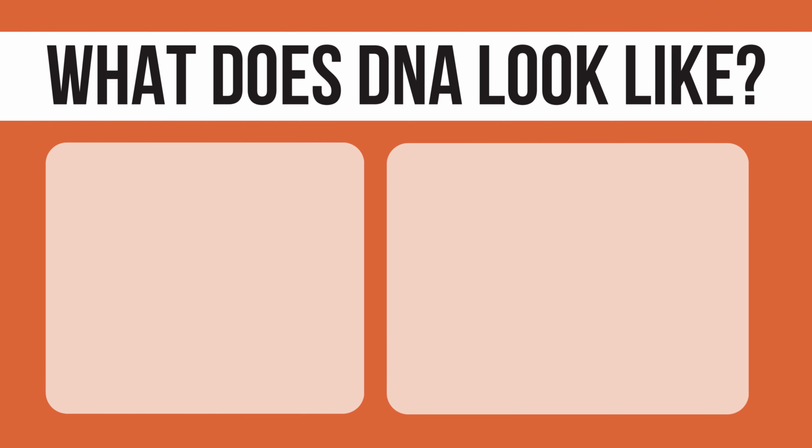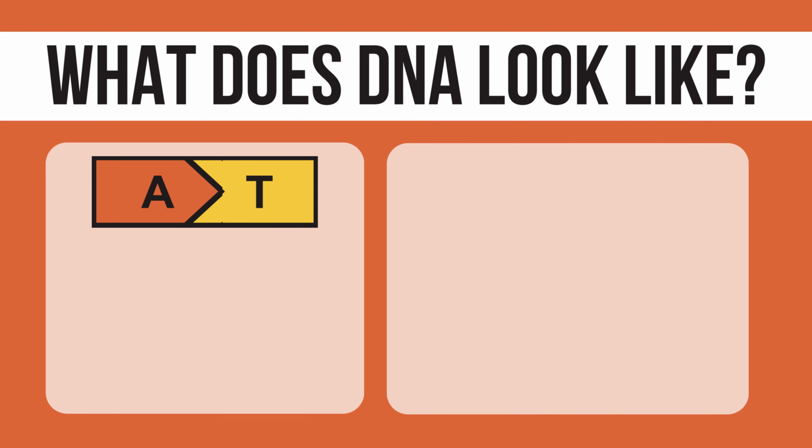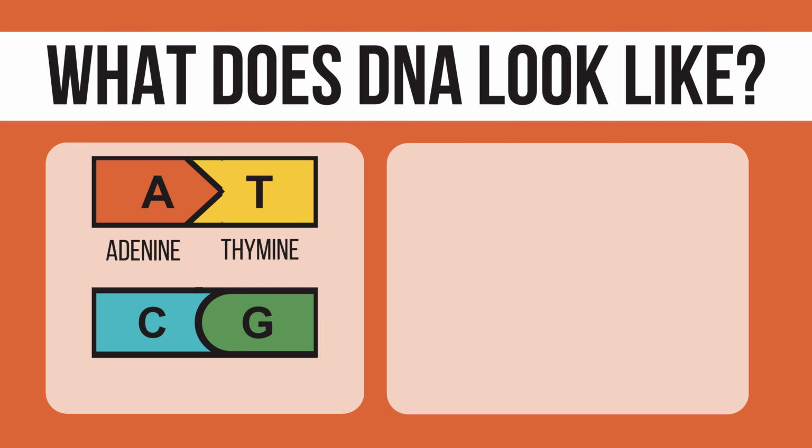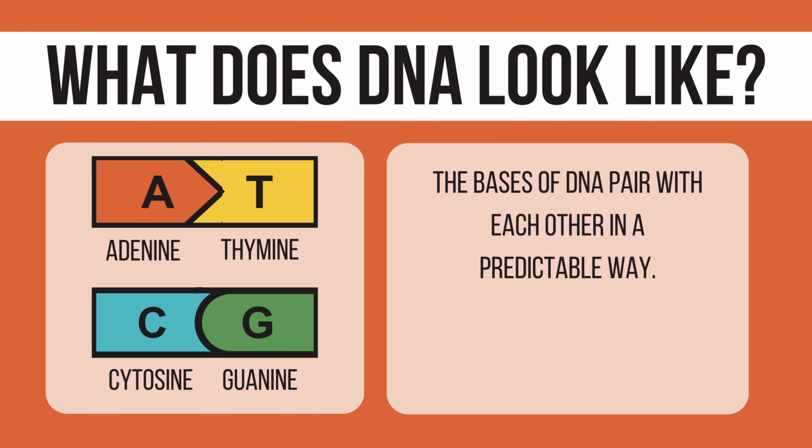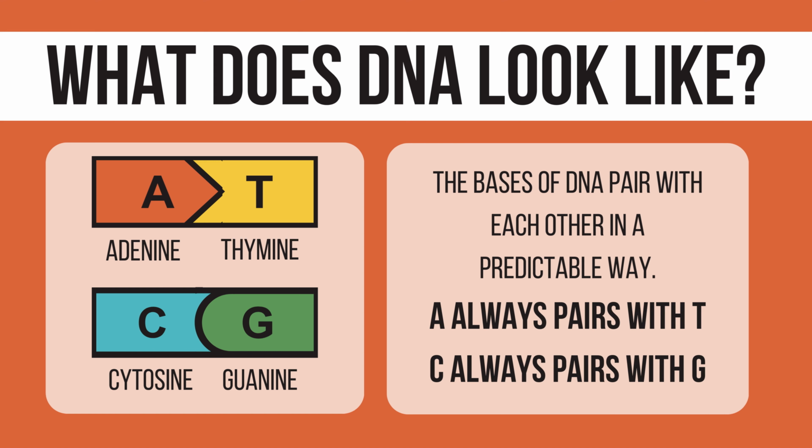The backbone of DNA is formed by alternating sugar and phosphates held together by a strong bond group. A, Adenine. T, Thymine. C, Cytosine. G, Guanine. The bases of DNA pair with each other in a predictable way. A always pairs with T. C always pairs with G.